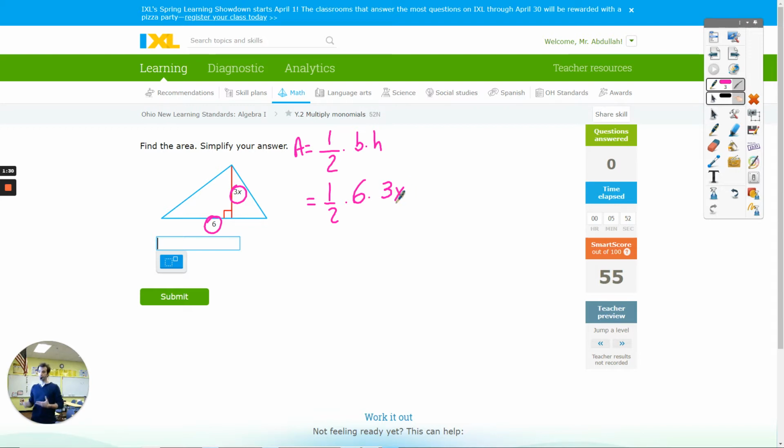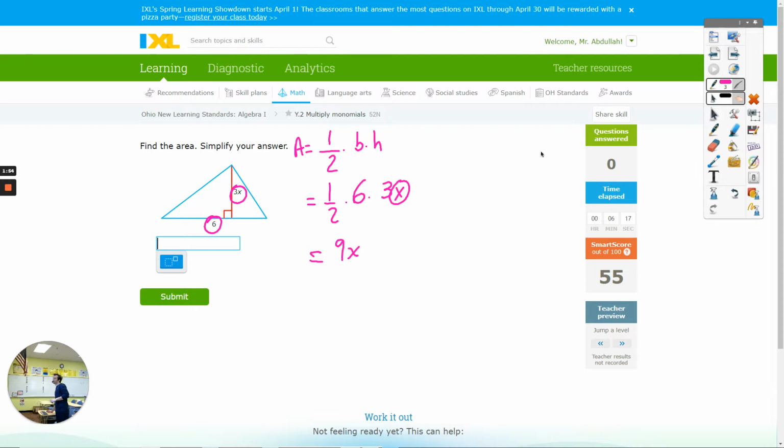Now first start with the numbers you have. In the numerator you have 1 times 6 times 3. That's 18. In the denominator we have over 2. So 18 over 2 is 9, and then the only variable we have is that one, so just bring it down. It was in the numerator, it should stay in the numerator, so 9x would be the answer to this question.